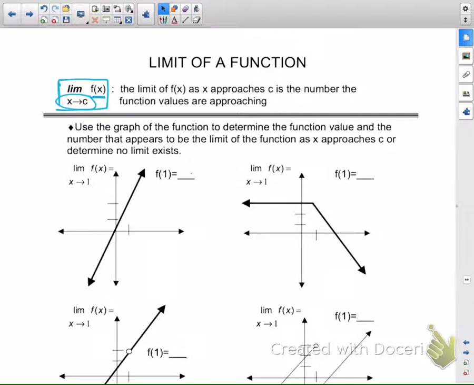Some of these are going to be kind of duh questions because you're going to be like, what's so hard about this? And then others of them you'll start to see how the limit can be different than the value of the function at that point.